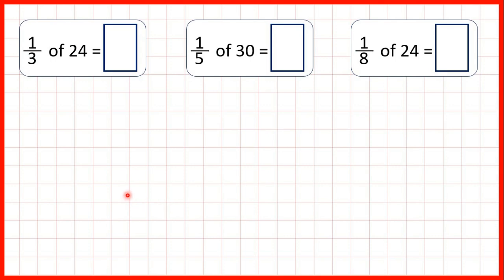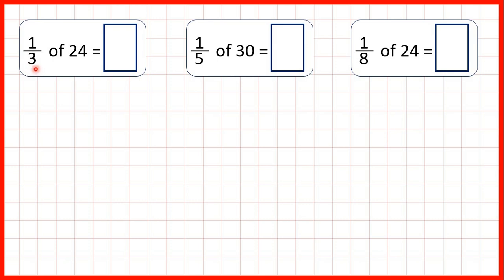For these questions, we need to find a unit fraction of a number. Now, a unit fraction is any fraction with a numerator of 1, and the way we find a unit fraction of a number is just to divide by the denominator.